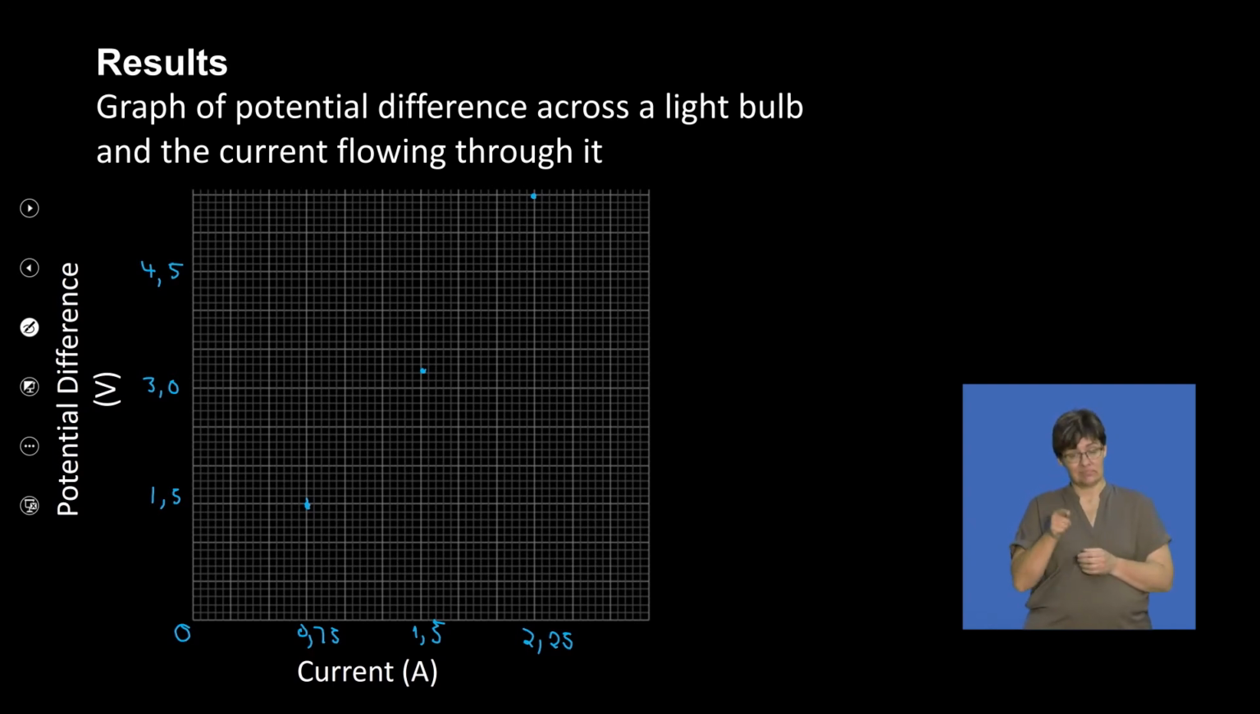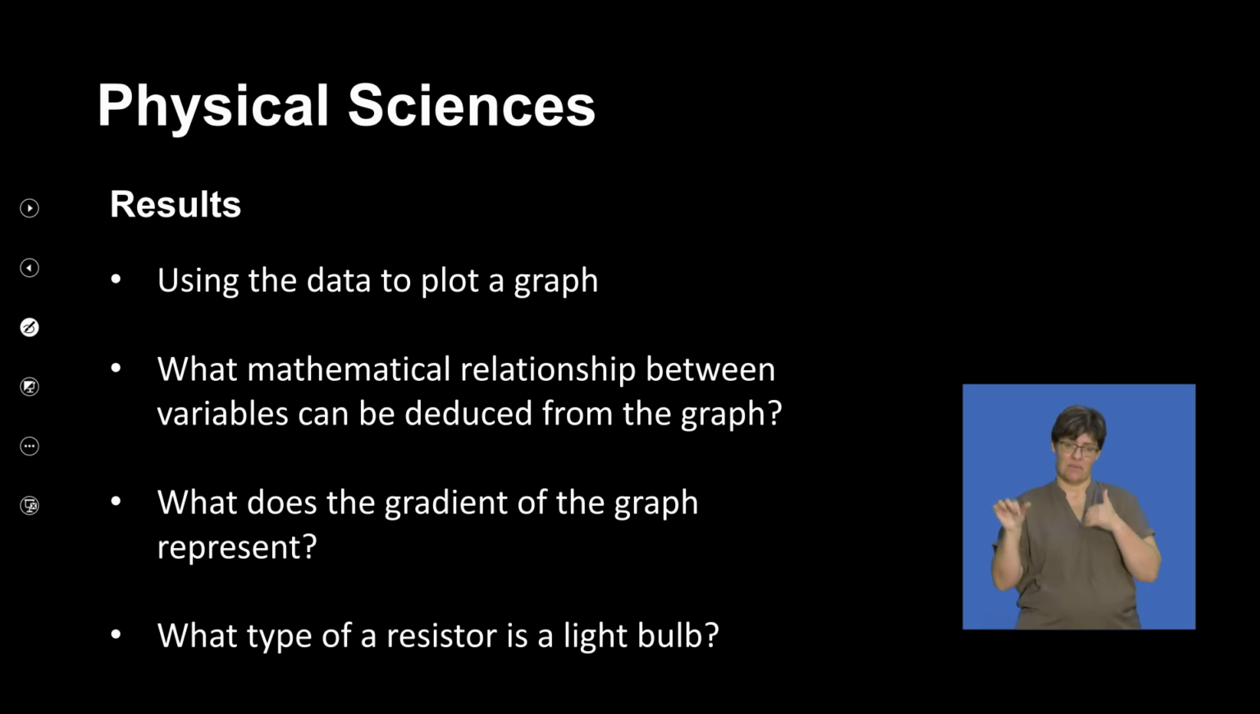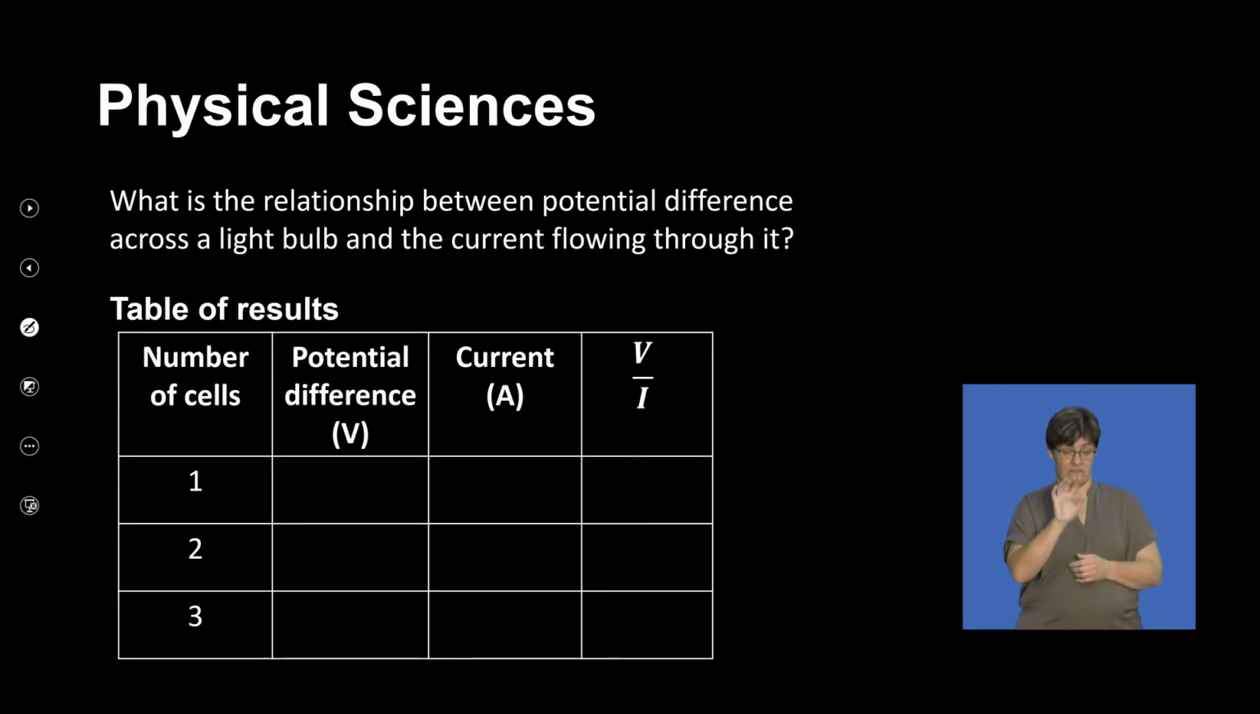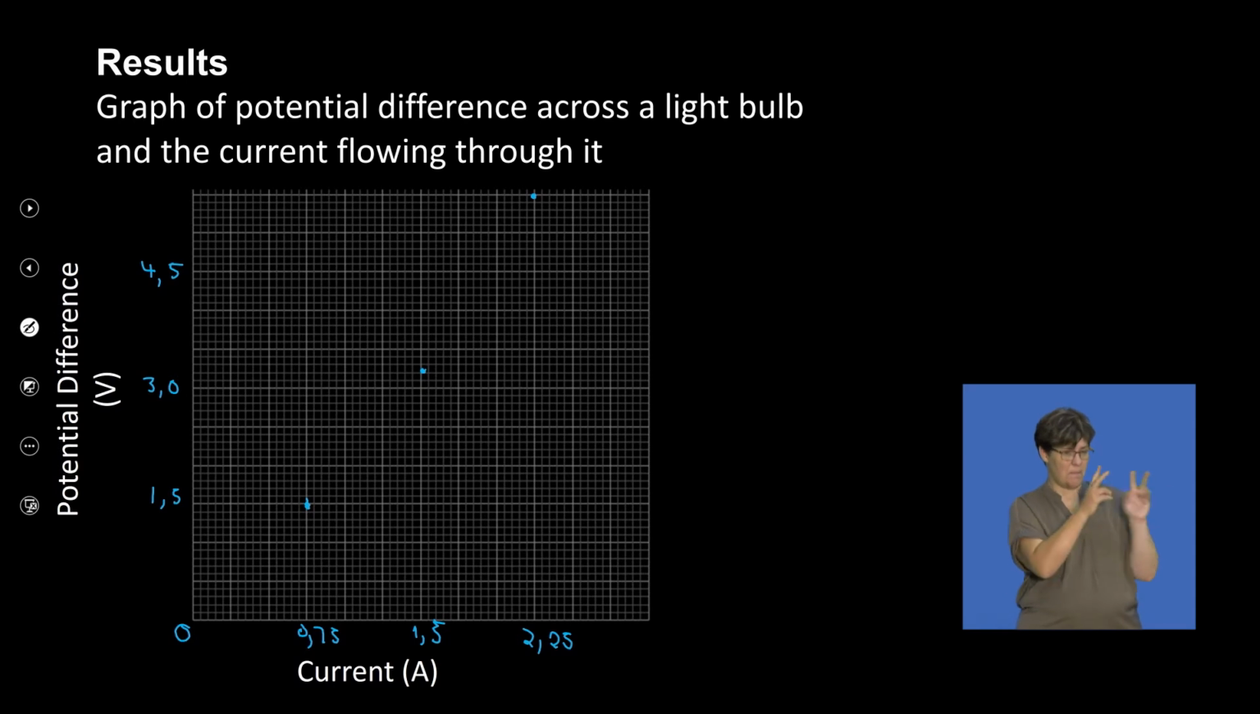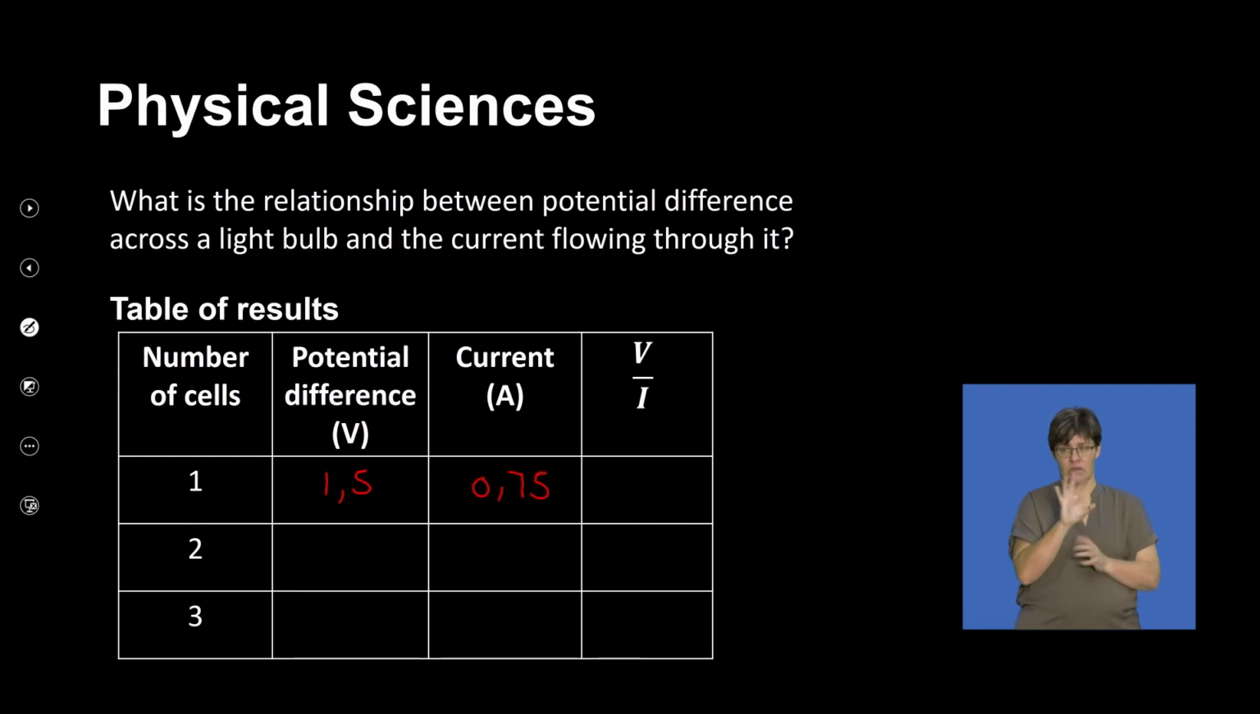These are the values. The 1.5 corresponds to 0.75. So if we go back to our table, we're trying to work backwards. 1.5 corresponds to 0.75 amperes. And then if we go back to that graph, just to extract the data, the 3 corresponds to 1.5. So if we double the voltage, it's going to be 3.